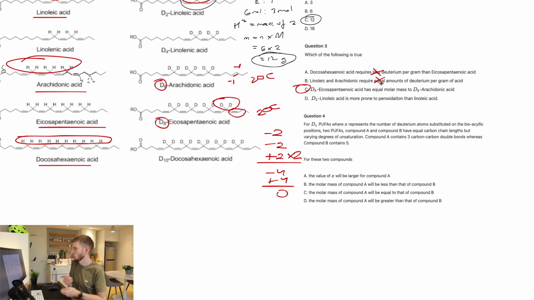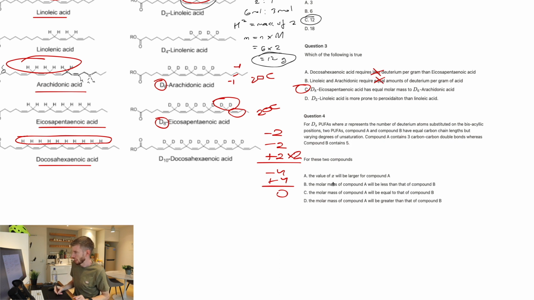And then question 4, for DX PUFAs, where X represents the number of deuterium atoms substituted on the bis acylic positions. Lots of jargon again, but you can kind of skip past a lot of it. 2 of the fatty acids, compound A and compound B now, have equal carbon chain lengths, but varying degrees of unsaturation. Compound A contains 3 carbon-carbon double bonds, whereas compound B contains 5. And then for these 2, which of the following would be true?